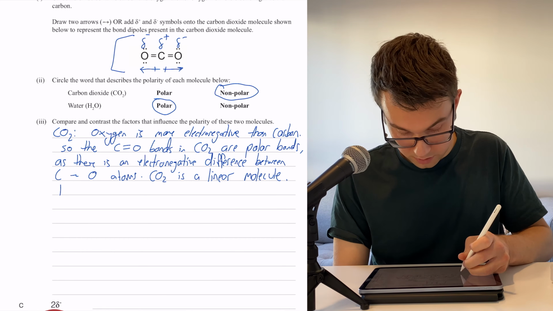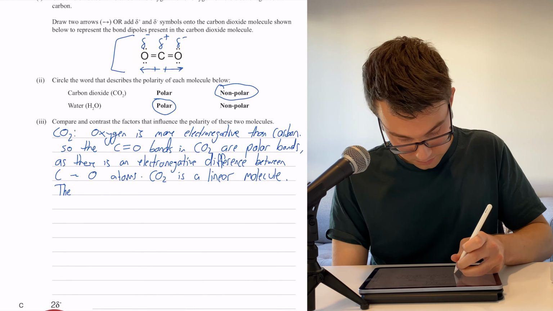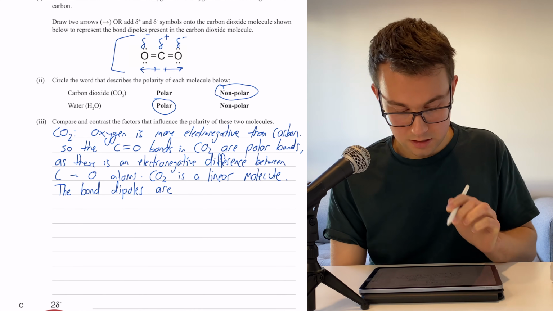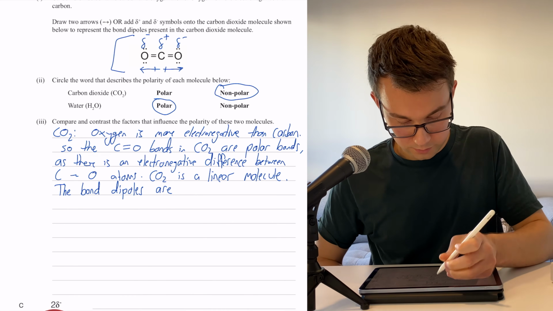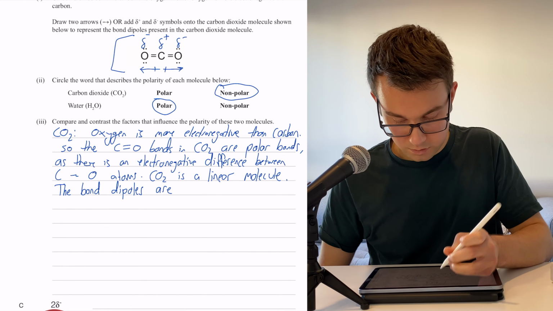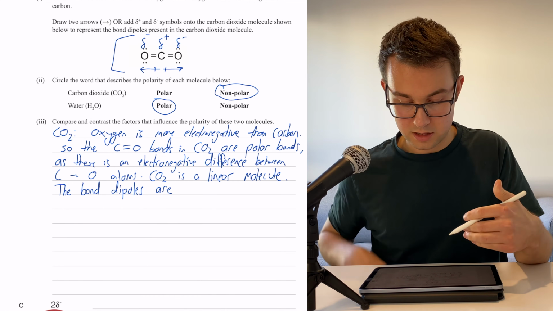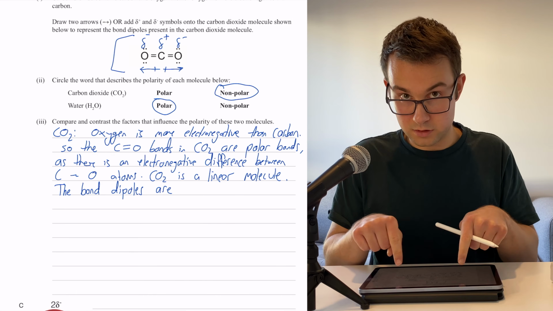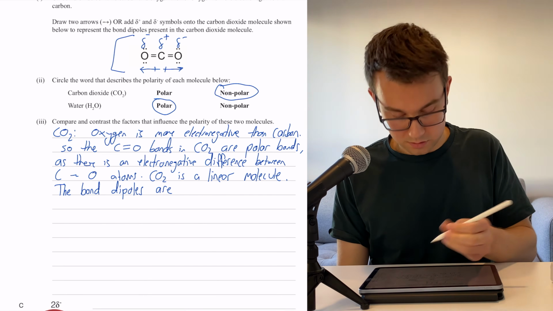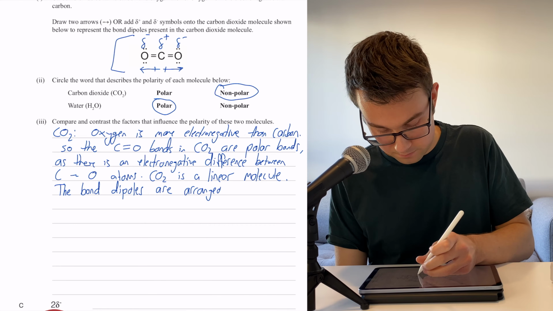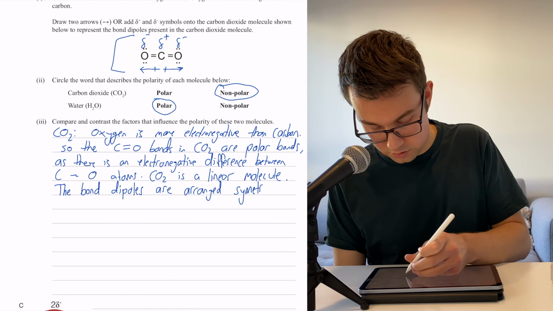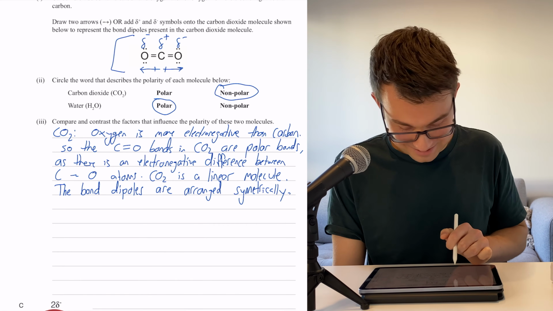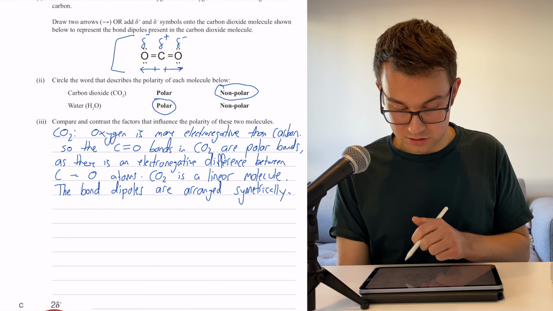So now, let's have a look at the bond dipoles. How are they arranged? We've drawn them down here. One is going left and one is going right, and they're both the same bond. So they're both pulling away exactly the same, very symmetrical, right? So the bond dipoles are arranged symmetrically. Is that how you spell it? I doubt it, but whatever. I can't spell. The bond dipoles are arranged symmetrically. Yes.